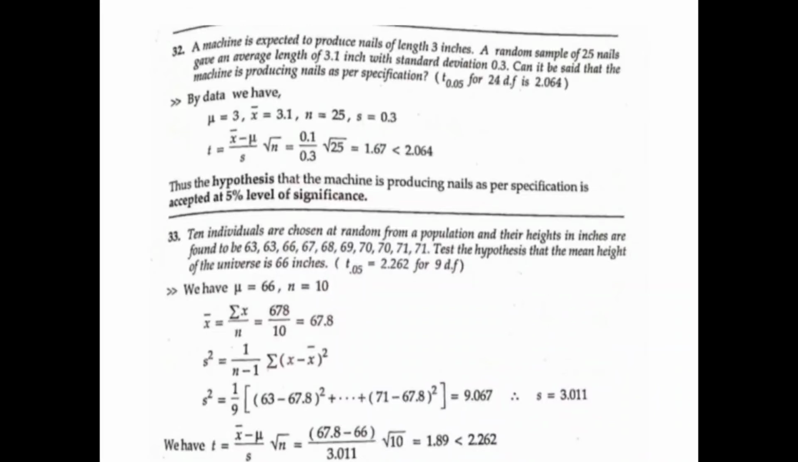At what percent level of significance here? It is given in this particular question itself, that is t at 0.05 probability means 5% level of significance. We are accepting the hypothesis. Understood, guys? So this is how we apply student's t test for the given data.